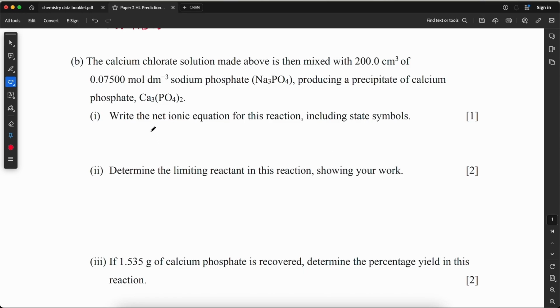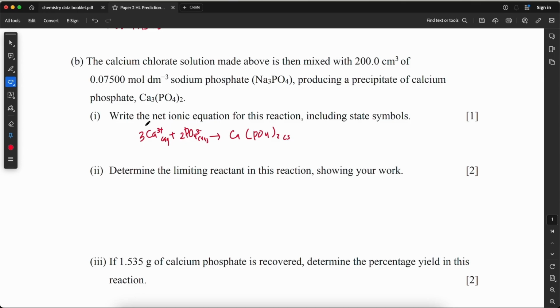So that would be only Ca2+ plus PO4 3- produce Ca3(PO4)2, which is solid. This one aqueous and this one aqueous. So this should be 3 and this should be 2.